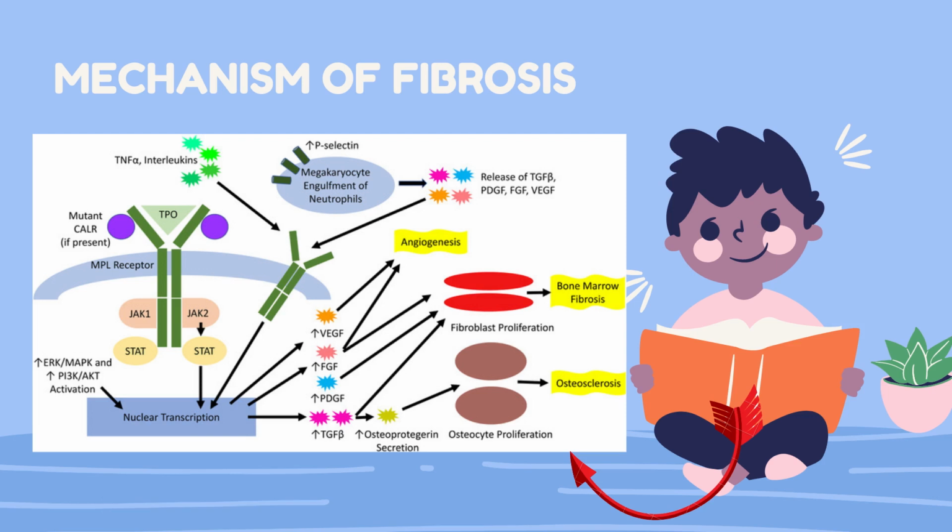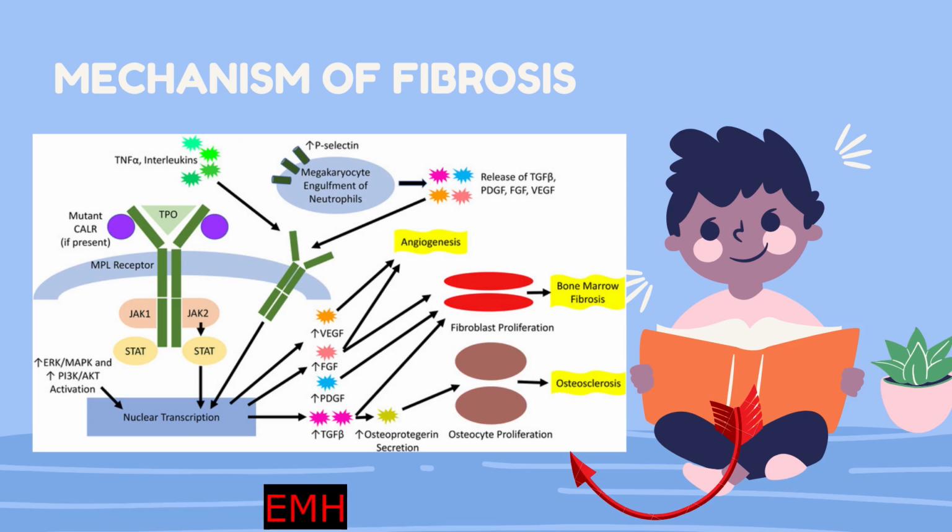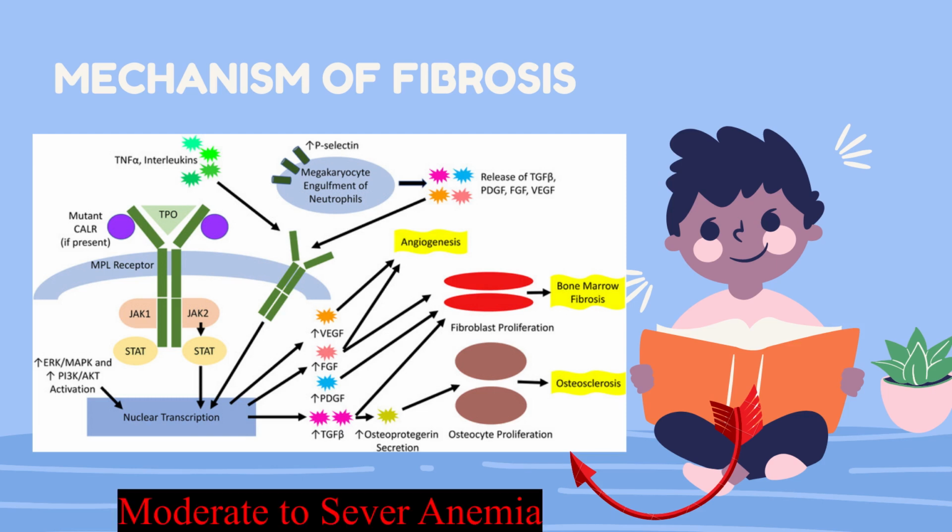As myelofibrosis progresses, circulating hematopoietic stem cells take up a niche in secondary hematopoietic organs such as the spleen, the liver, and the lymph nodes, leading to the appearance of extramedullary hematopoiesis. Similarly, RBC production at extramedullary sites is disordered. Along with this, the suppression of marrow function leads to moderate to severe anemia in primary myelofibrosis.